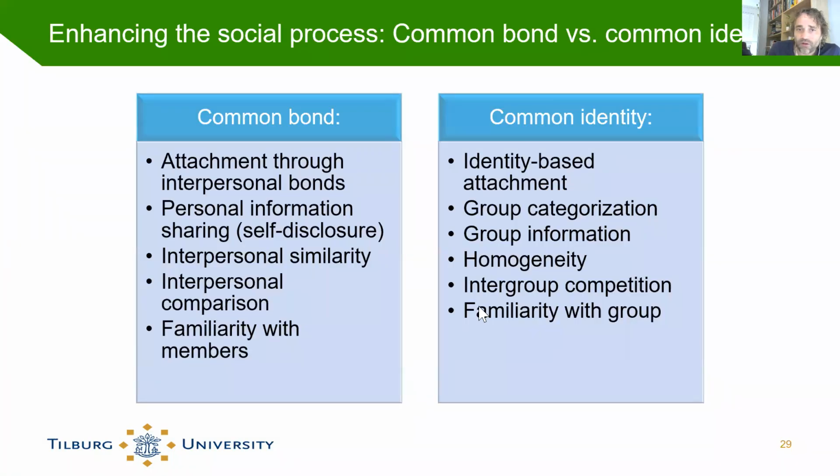So what is common bond and common identity? Well, a common bond means that you like other people because you know them. It's officially called attachment through interpersonal bonds. Think of a close group of friends. You like them because you know them. Think of your colleagues, you work with them and you like them because you know them. So you know each other, you can share personal information with each other, and talk about something other than task-related information, which we call self-disclosure.